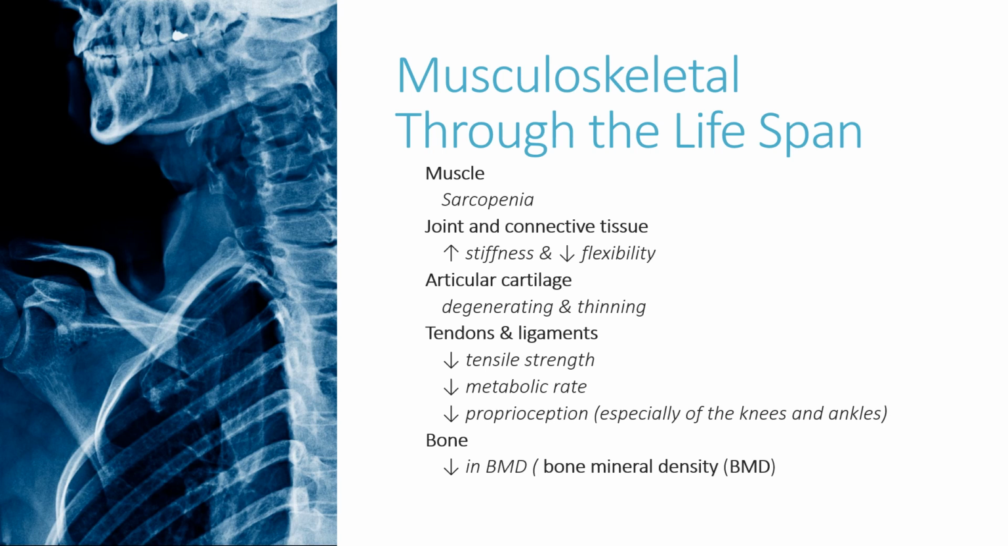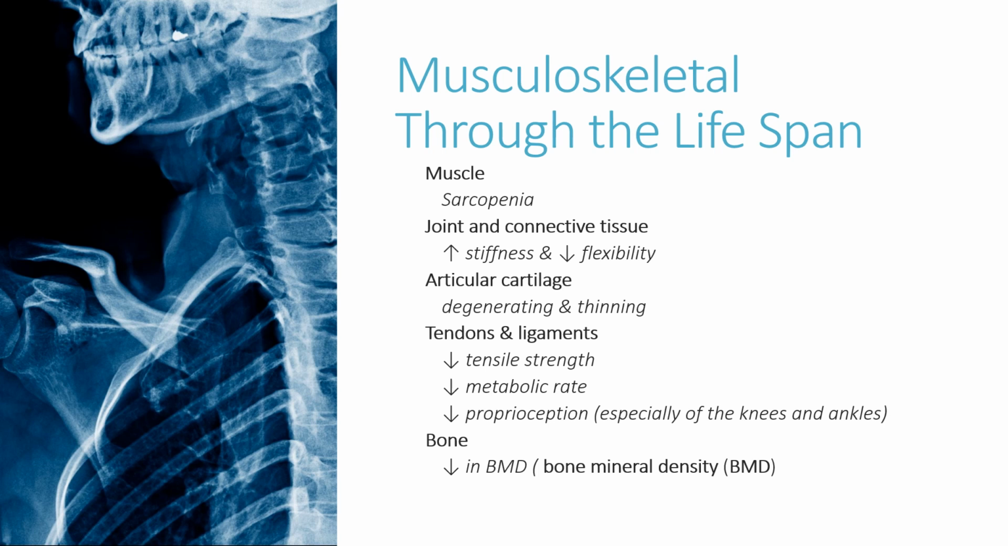In the muscles, as we age, we experience sarcopenia, which is age-related muscle loss, leading to decreased strength, endurance, and muscle mass, and reduced metabolic rate due to loss of muscle mass.